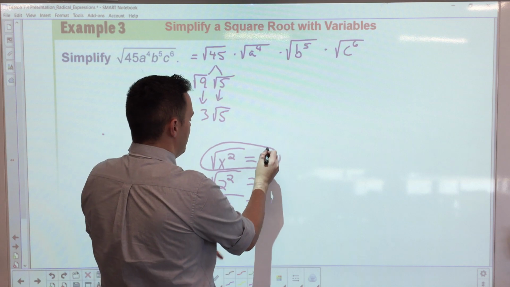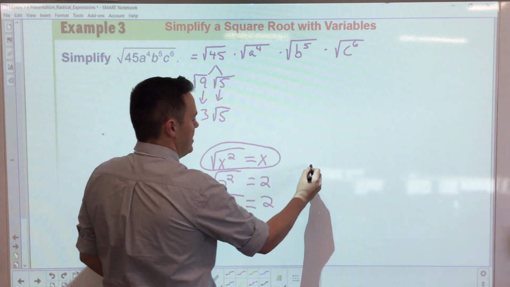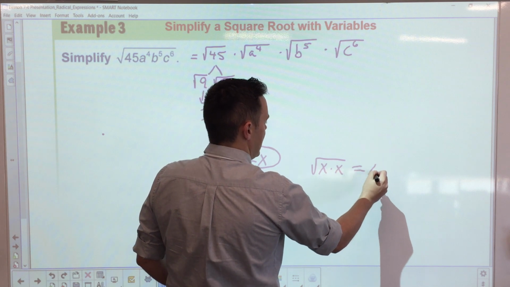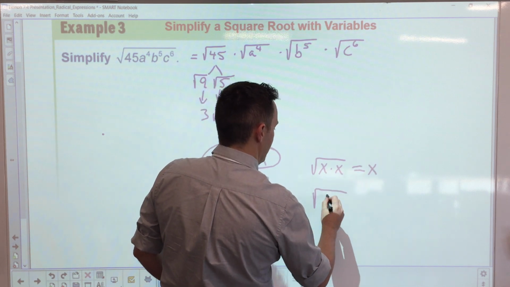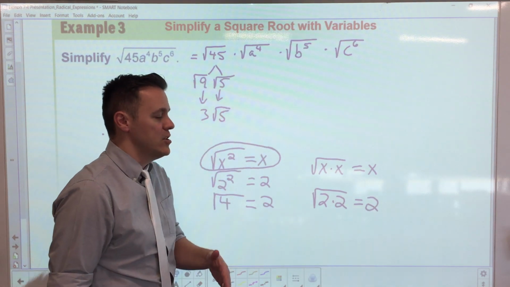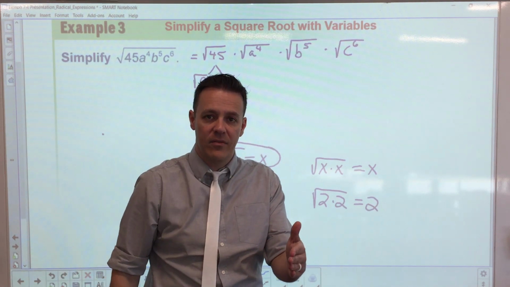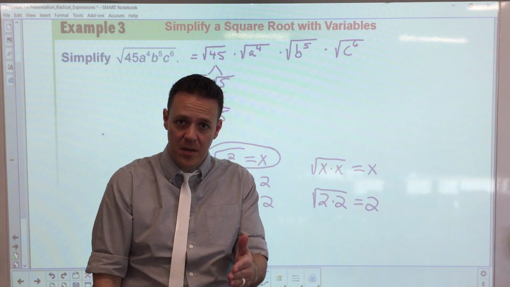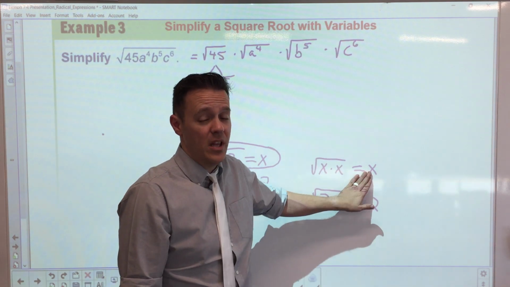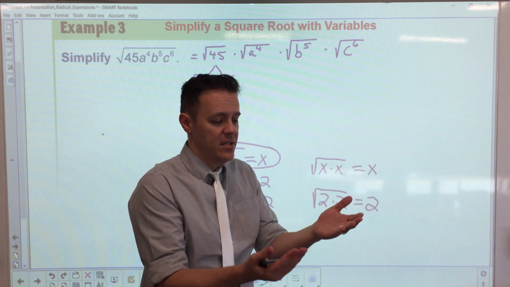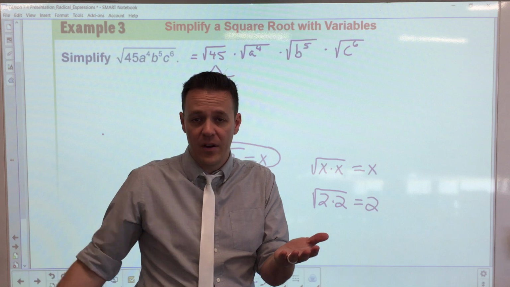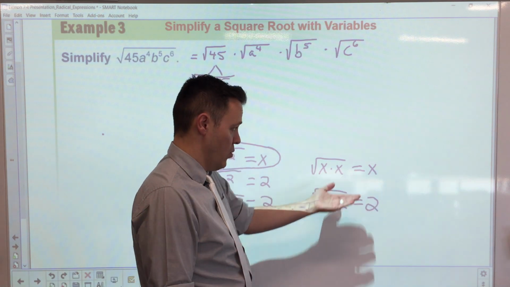For every 2 variables that you have inside, so if I had the square root of x times x, that equals x, and the square root of 2 times 2 equals 2. What you're doing is you're taking a number and you're cutting it in half, okay? You're taking half of that number. So if I have 2 numbers here, I'm taking half of it, so I'm only left with 1. Okay, so basically if I had 2 pies in my hand and somebody came and took half away from me, I'd only have what? 1 pie left, or 1x.